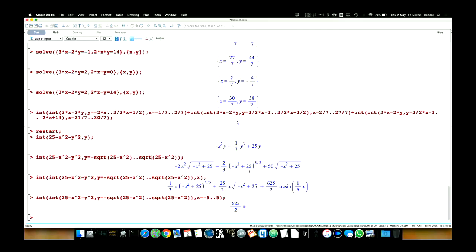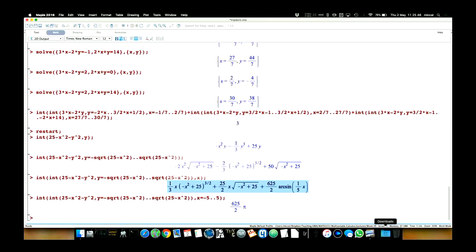You could do it. It's not pleasant, but you could do it. And you'd find that after a lot of work, when you do x from minus 5 to 5, you get the answer. But surely, because we're integrating this thing over a circle, there's a better way.